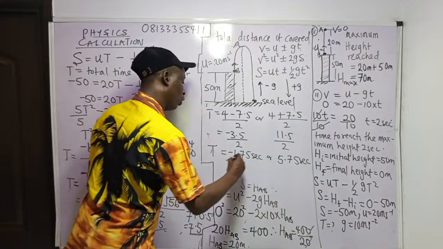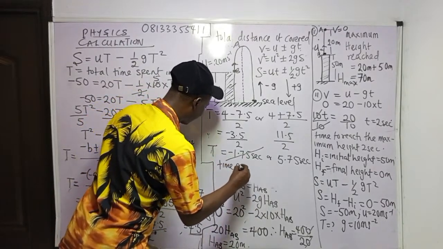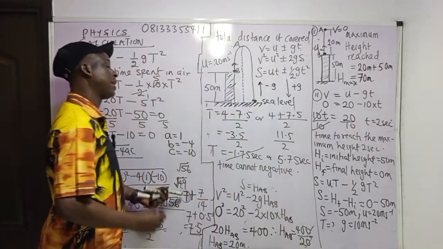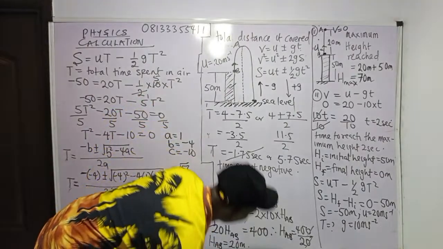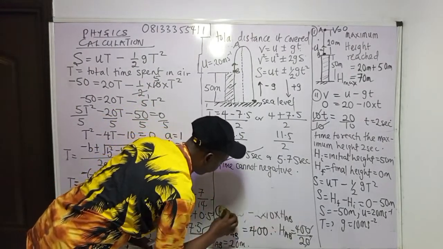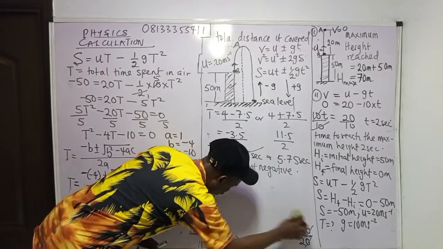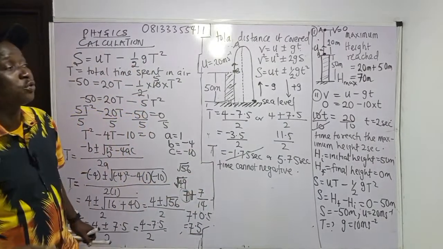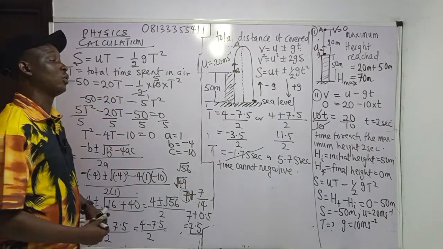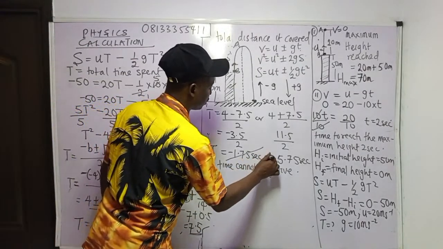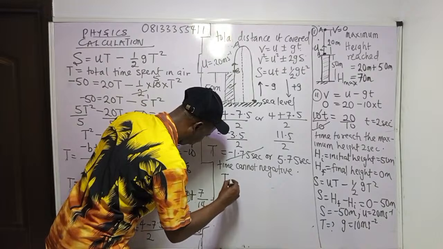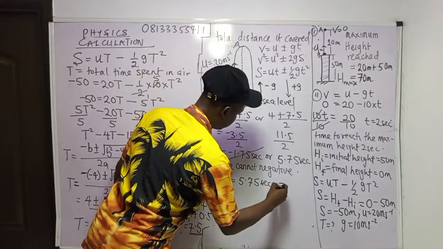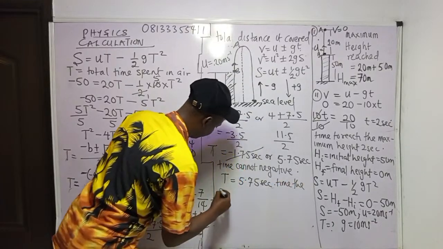Then time can never be negative. Time cannot be negative. So since time cannot be negative, the minus 1.75 is totally incorrect, because time cannot be negative. And time is a scalar quantity. It's not a vector. In fact, it is not possible for a scalar quantity to carry a minus sign. So time of flight is equal to 5.75 seconds, which is the time the stone spent in air.